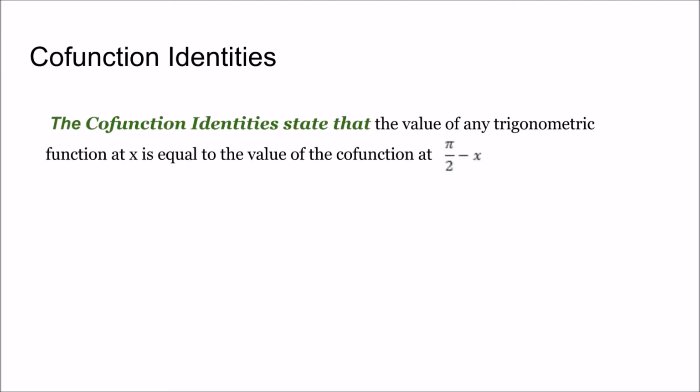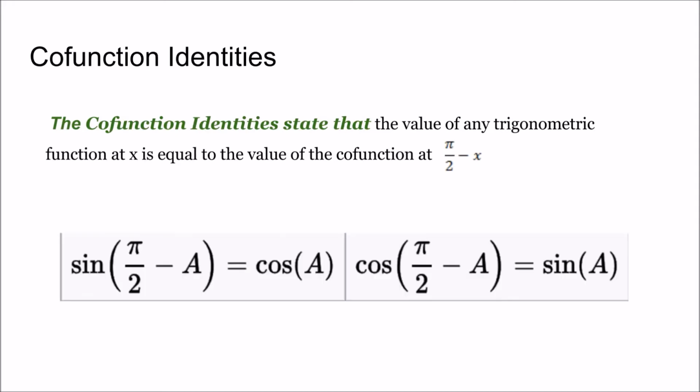And now we'll be talking about the cofunction identities. The cofunction identities state that the value of any trigonometric function at x is equal to the value of the cofunction at pi over 2 minus x. So here we have two examples of a cofunction identity.